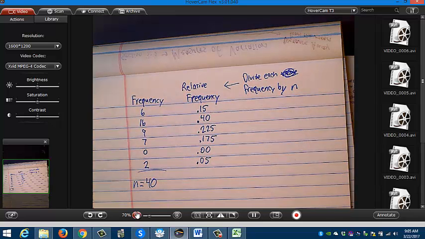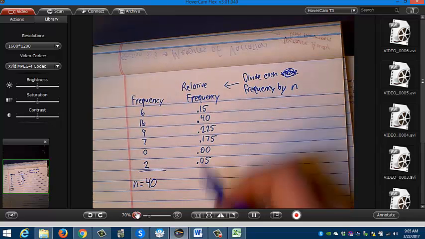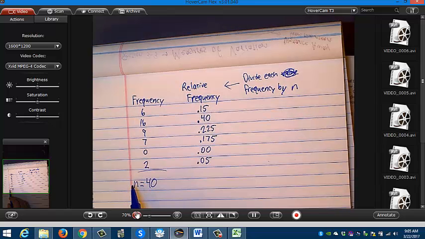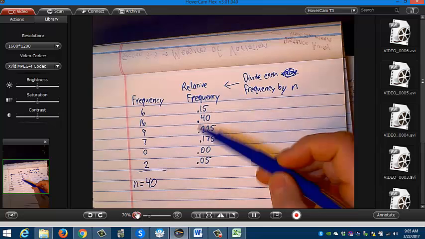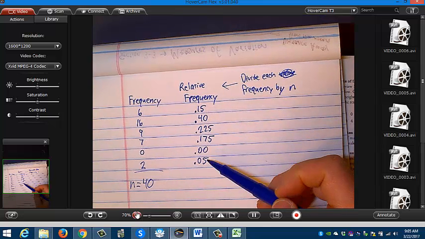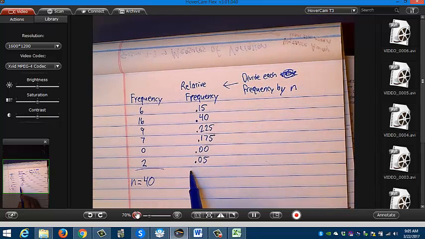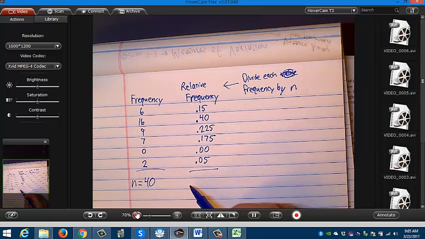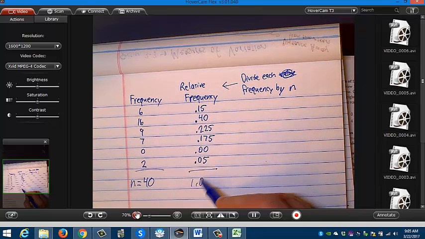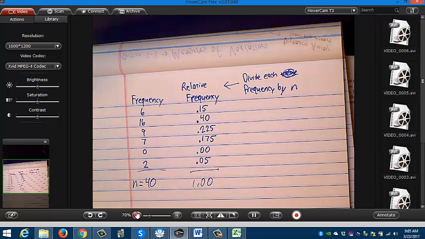The point is that you can graph the relative frequencies instead of the frequencies. Your histogram will look the same, but what do these numbers represent? Well, the point is that they're percentages. They all have to add up to what? 1 or 100%. Right? So sometimes that's done. That's called relative frequency distribution.